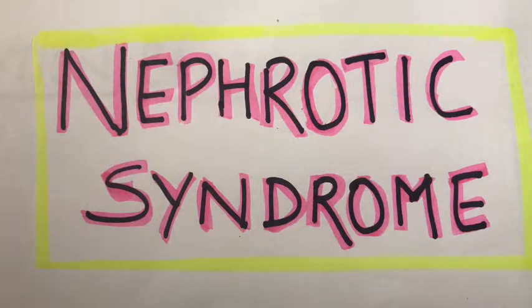What is nephrotic syndrome? Okay, so there are 4 clinical features related to nephrotic syndrome. First, there is proteinuria, which is more than 3.5 grams per day. Whoa, that's a lot. But why the edema? So the protein, which is albumin, is lost, which leads to a decrease in oncotic pressure, causing edema.